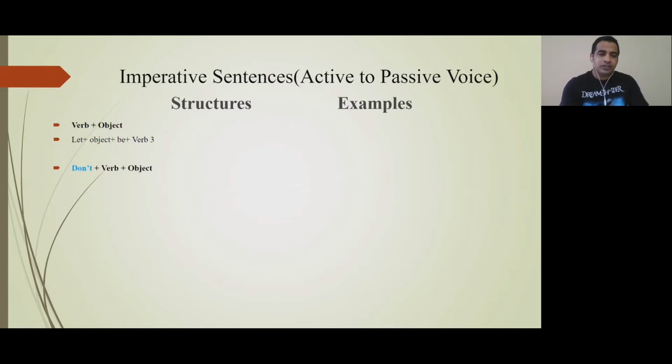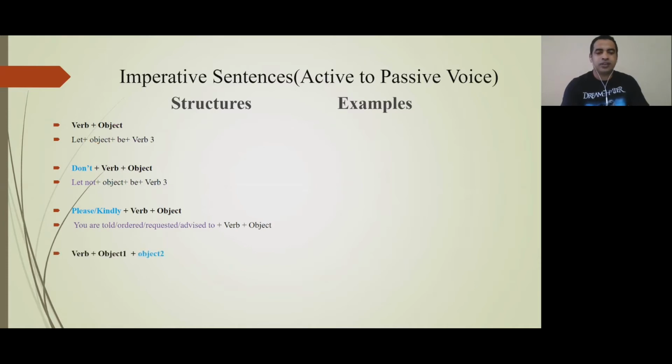Well, then don't plus verb plus object. So never think that don't will be your barrier. No. Let not, object plus be plus V3, and another, please or kindly, then verb plus object. Another one is you are told, ordered, requested, advised to plus verb plus object. Another thing is the verb plus object 1 and object 2. No problem. Your rule will be let plus object 2 plus be plus verb 3 plus for plus object.